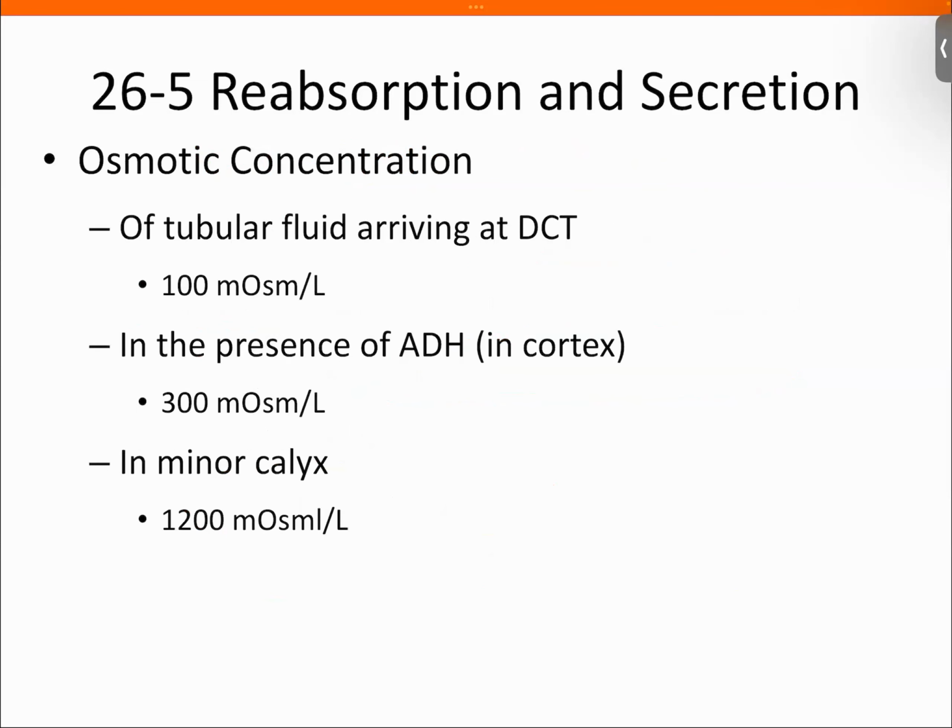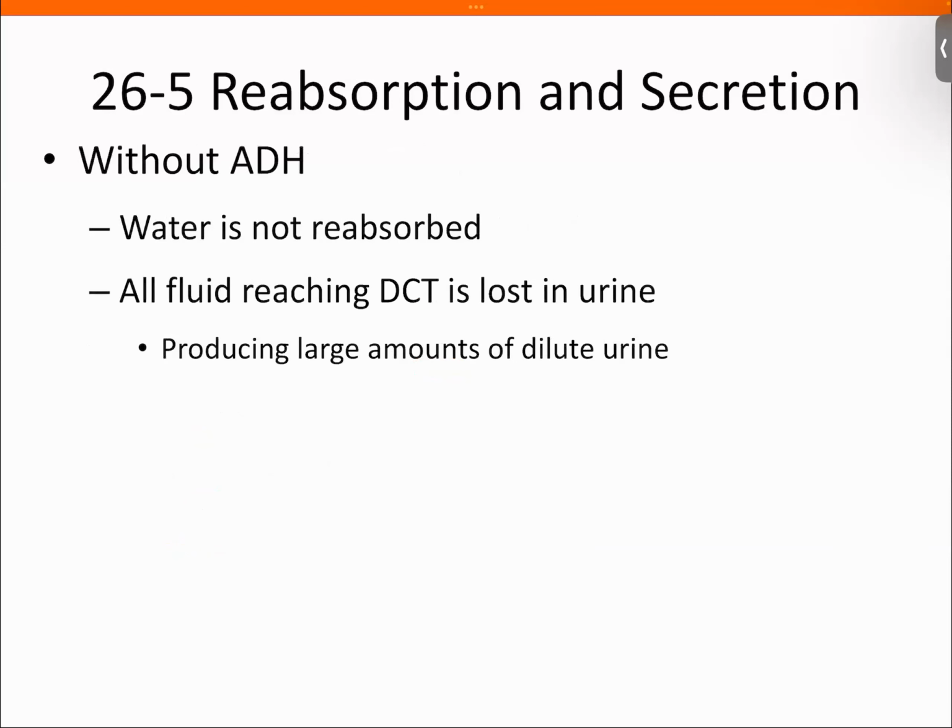So ultimately here, then the concentration of your osmotic fluid coming into the DC is 100 milliosmoles. In the presence of ADH, it's 300 milliosmoles. And in the minor calyx, which you would expect because it's the tip of the renal pelvis, it's going to be 1200 milliosmoles, right? Because that's down there toward that salty tip, that salty end of the situation. Now, without ADH, water does not get absorbed. All the fluid, the water that normally would have been retained during ADH is now lost in the urine. So this is going to be basically a dilute urine, which is fine if you're trying to offload fluids, right?